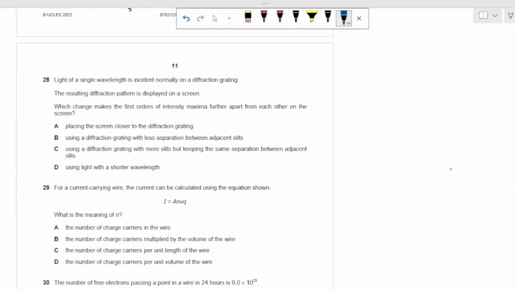Question 28. Light of a single wavelength is incident normally on a diffraction grating. The resulting diffraction pattern is displayed on a screen. Which change makes the first orders of intensity maxima further apart from each other on the screen?